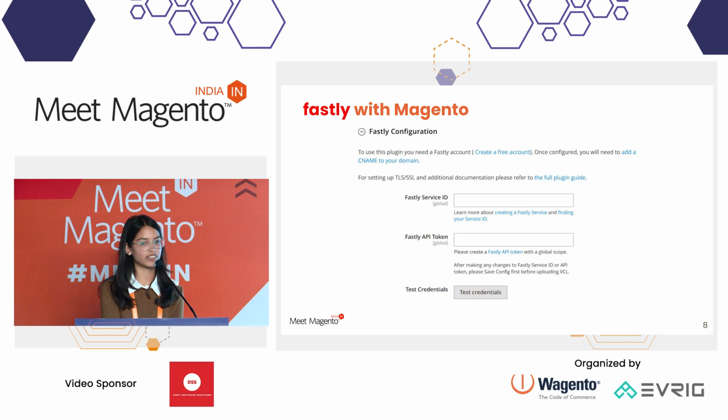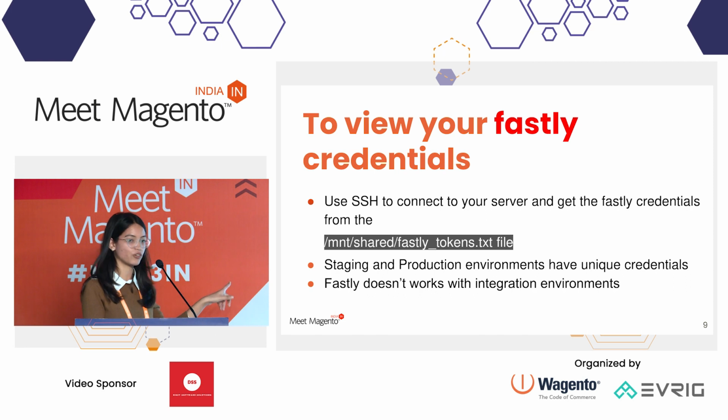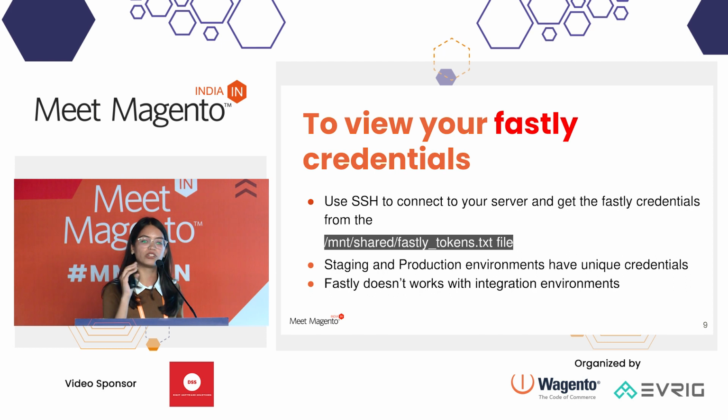Now let's see how we can configure Fastly with Magento. First we have to create a Fastly account. From there we will get the service ID and API token. To get the service ID and API token, we have to go to the mnt shared fastly tokens.txt file. There we will get the API and the service token. We have to take care while adding these credentials that staging and production have different unique credentials, so we have to check where we are adding. Also, Fastly doesn't work with the integration environment. It only works with staging and production.